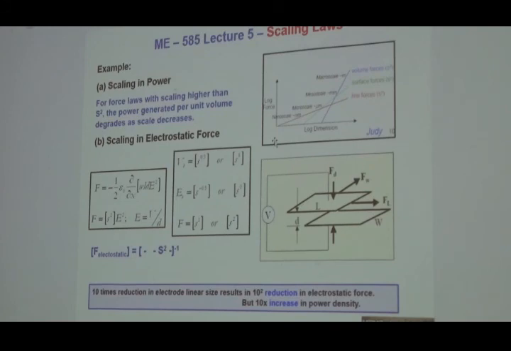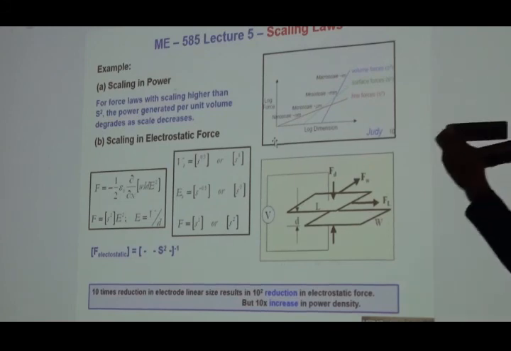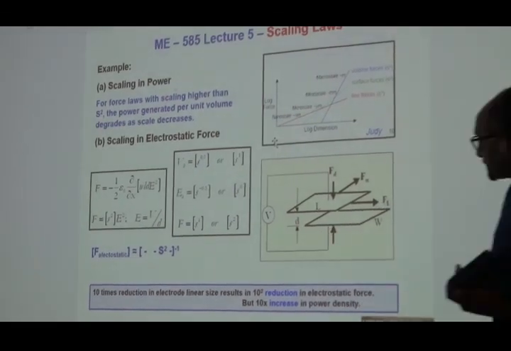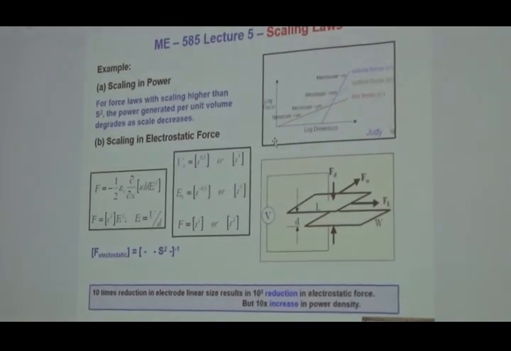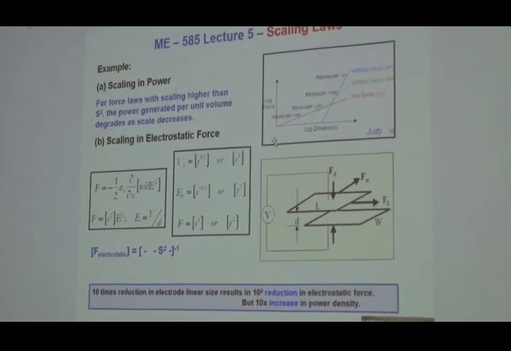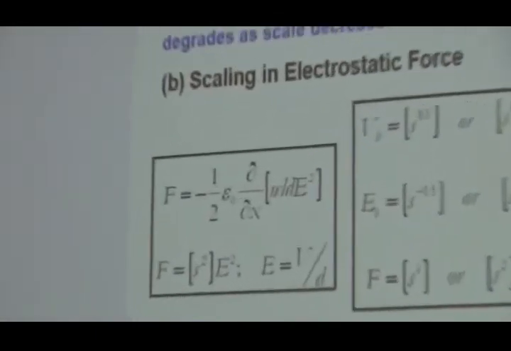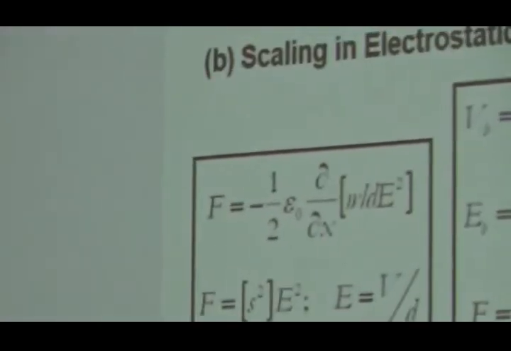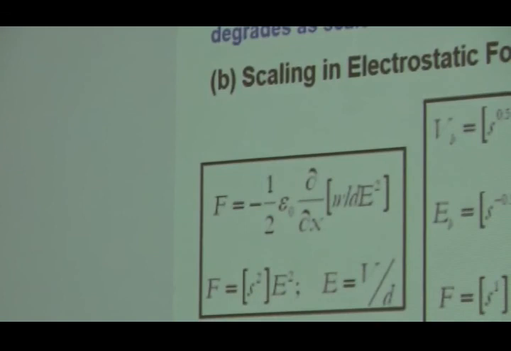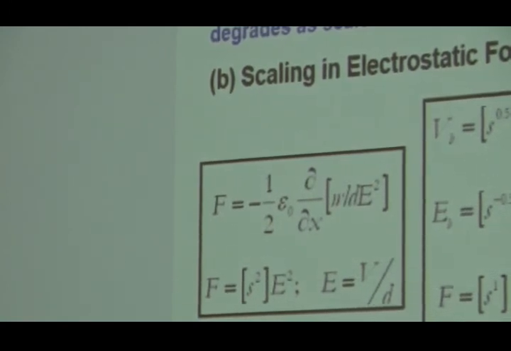Now, if you have 2 capacitor plates separated by a distance delta, and you apply a voltage difference V, then the electrostatic force, you may remember this from high school, or from one of the courses, between these 2 plates, and I need you to remember this equation, is minus half times epsilon 0, which is the permittivity of the media, okay? Times the derivative of W L D, which is a volume, times E squared.